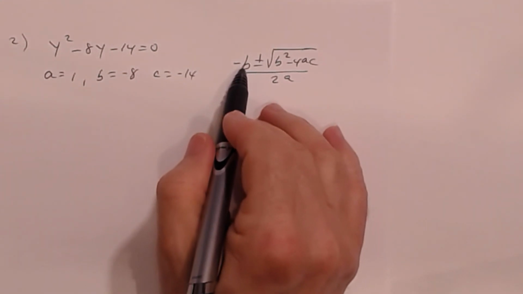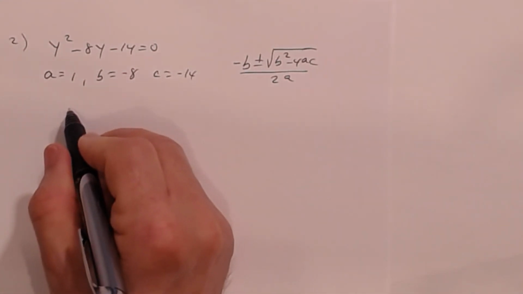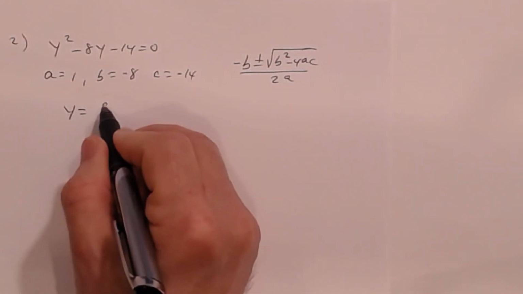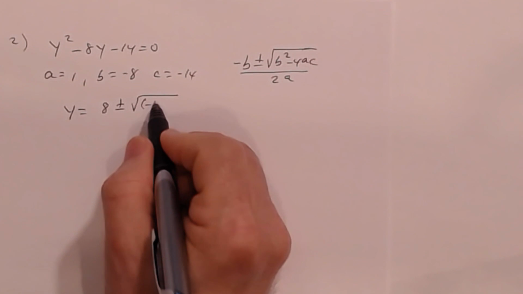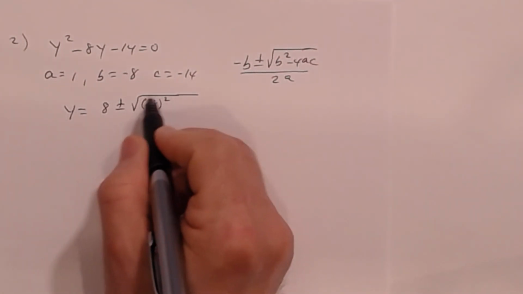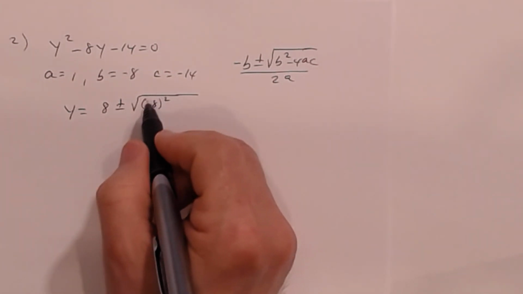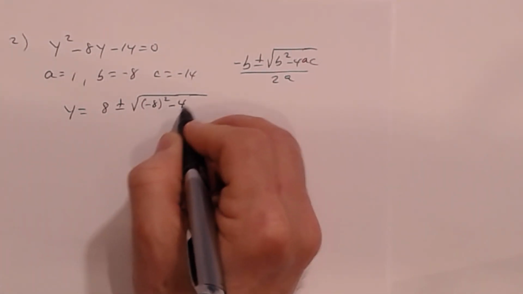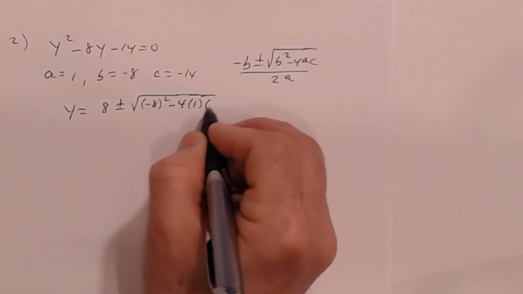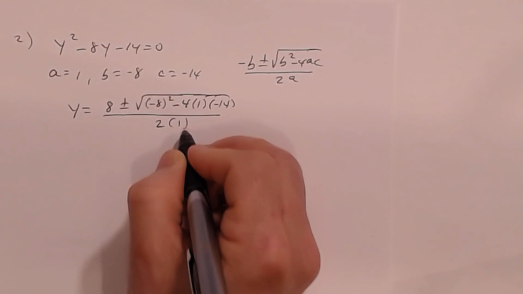All right, so the opposite of B. So B is negative 8. The opposite of negative 8 is a positive 8. So I get y equal 8 plus and minus the square root of negative 8 squared, so B squared, no parentheses. This should never be negative. It will either be positive or 0. Minus 4 times A times C, all divided by 2 times A, which is 1.